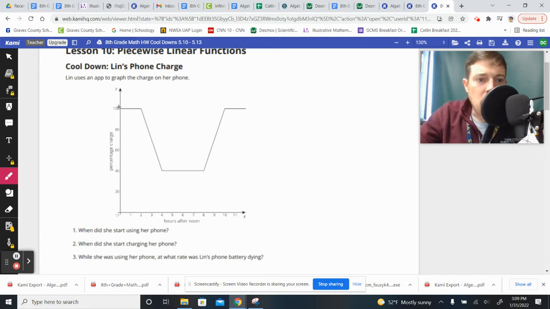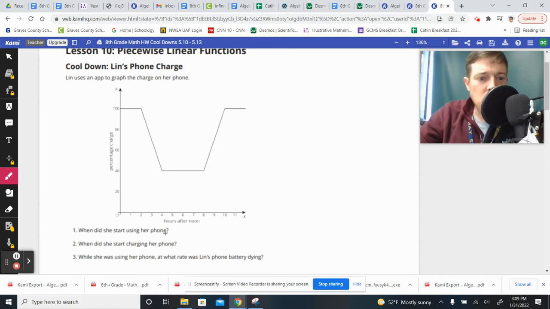First of all, we've got as the dependent variable over here on the y-axis the percent charge. So fully charged here and here. And then we have hours passing afternoon. So this would be noon or 12 o'clock in the afternoon. So from noon to 2 p.m., it looks like she had it fully charged and then started to drain the battery, and then some other things happened. So let's answer the questions.